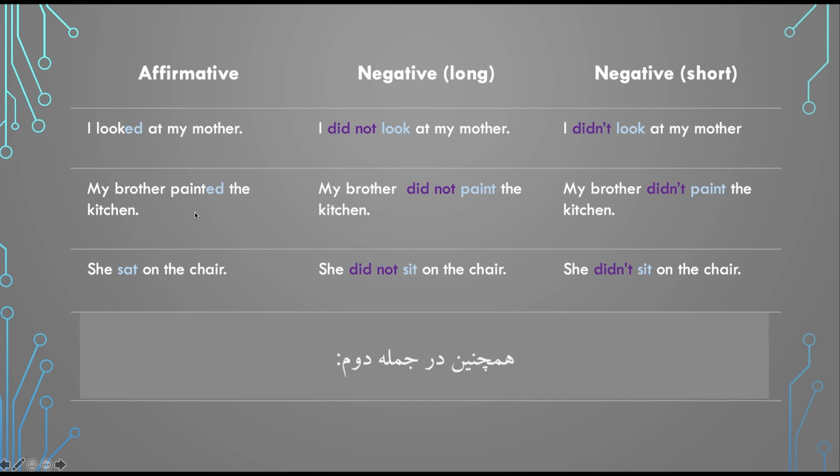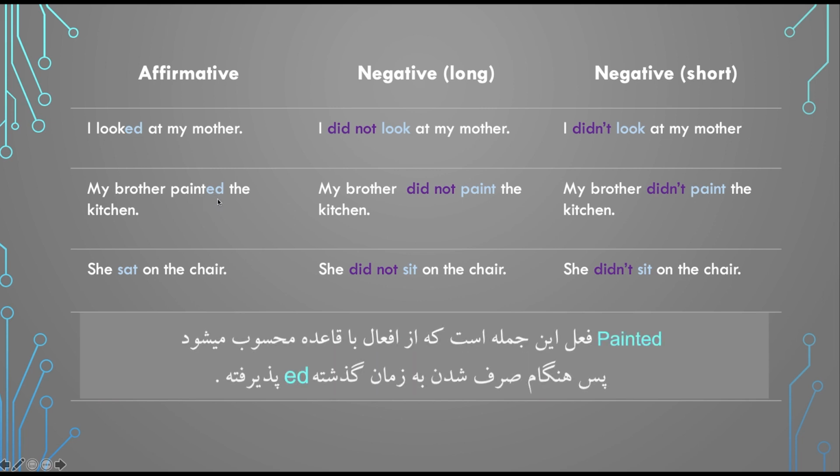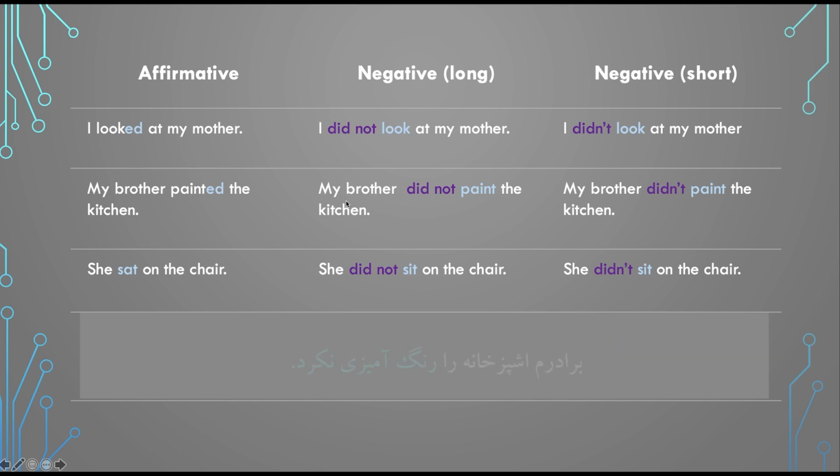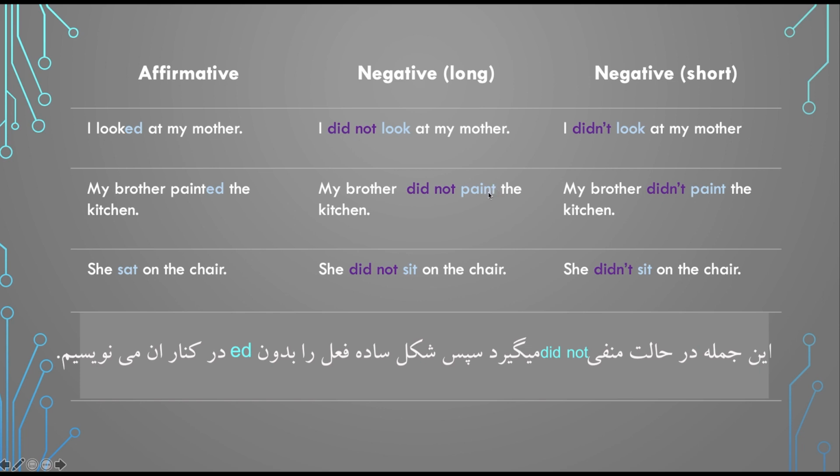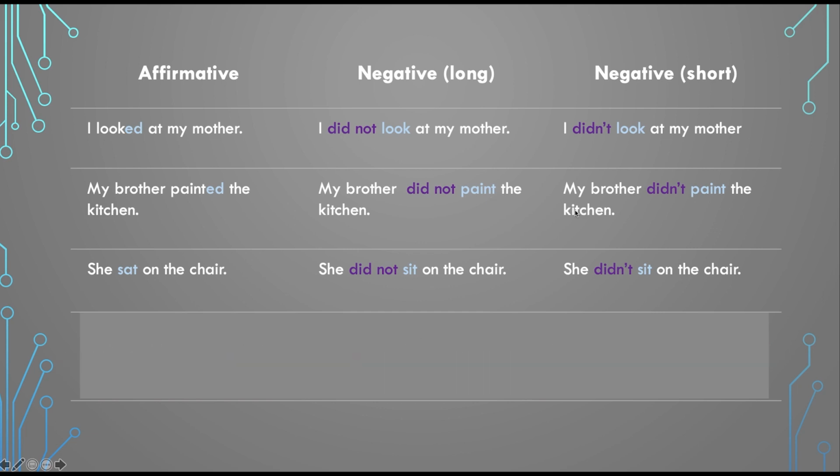So the same for number 2. My brother painted the kitchen. Painted, this verb is a regular verb. It has ed, so a regular past simple verb. In the negative, my brother did not paint the kitchen. So paint, you can see this is not the past simple. There is no ed. So in the negative, this verb is not in the past simple. And my brother didn't paint the kitchen.